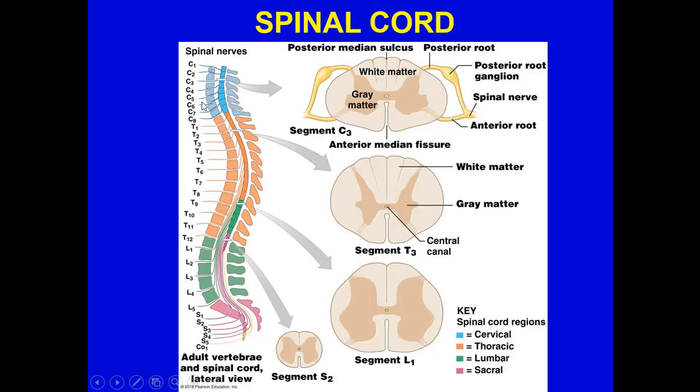So if we take a look here, this is a side view. You can see C1 through C8, T1 through T12. Now these are the nerves. Don't get them mistaken for the vertebrae. Yes, this is a thoracic vertebra. Okay. Then you have L1 through L5. Notice that you come up with basically the cauda equina, and you also will have sort of the conus medullaris here.